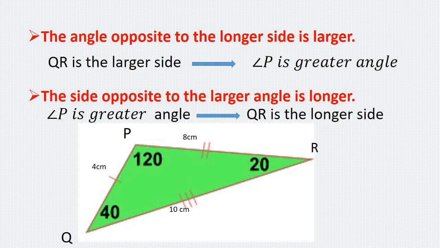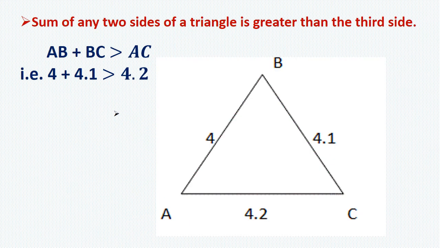The angle opposite to the longest side is larger. QR is the larger side, implies angle P is a greater angle. And also the converse statement is true. The side opposite to the larger angle is longer. Angle P is a greater angle, implies QR is a longer side. Sum of any two sides of a triangle is greater than the third side. Example, in this triangle AB plus BC is greater than the third side AC.